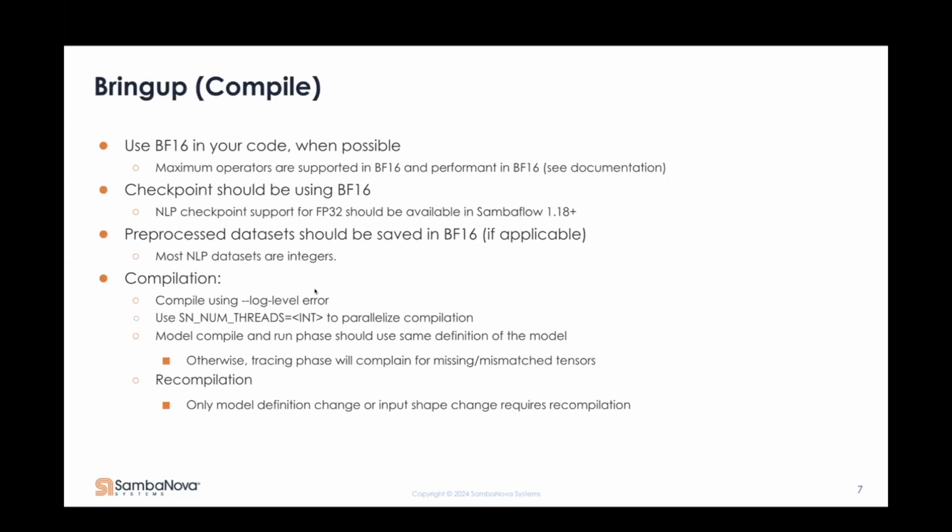Here are some specific things that help maximize compiling your own models on the architecture. One is using a BF16 format in your code when possible. This maximizes the operations' ability to perform on the RDU, and see the related documentation for why that's the case. Checkpoints should definitely be used as BF16. FP32 is available in SambaFlow 1.18. Right now, ANL systems are on 1.17, and it's highly recommended to use a BF16 format, particularly for checkpoints.